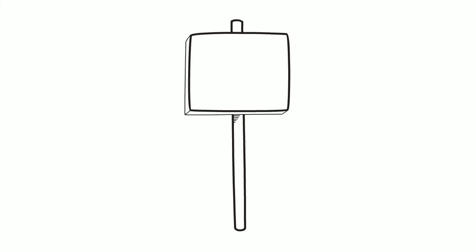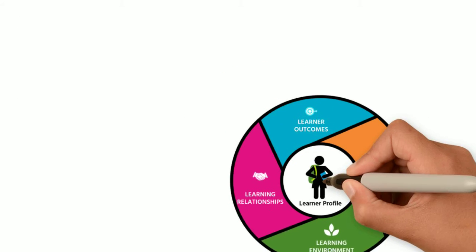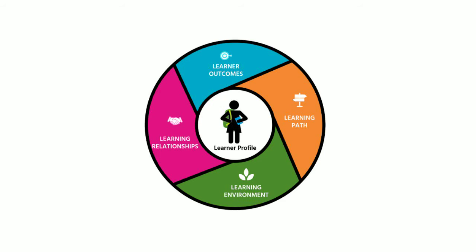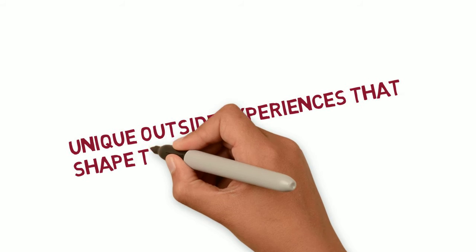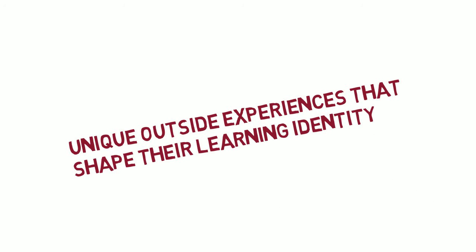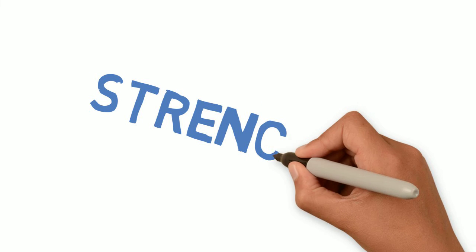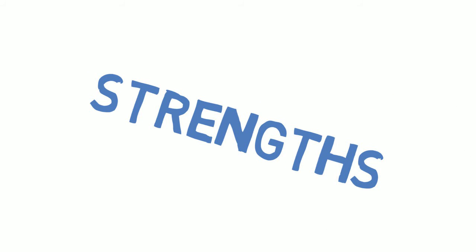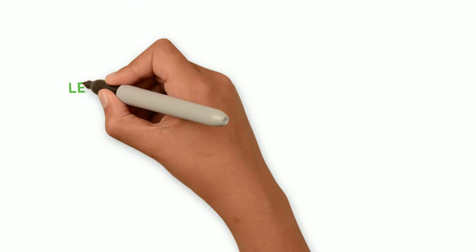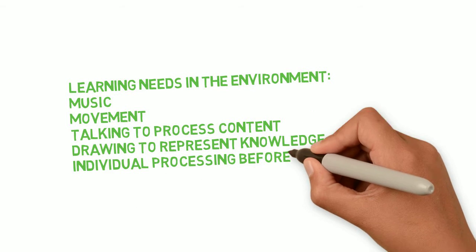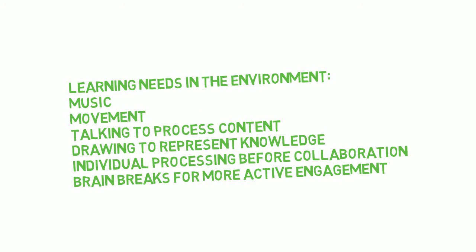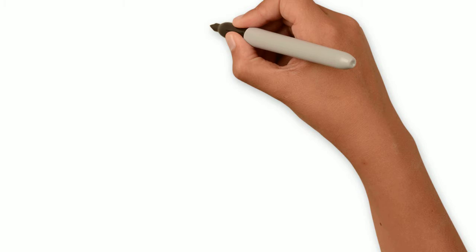Now that you have some of the tools that you might find handy, we have arrived at our next stop. The first design element, the learner profile. The learner profile allows the learner to better understand who they are as a learner. The learner profile allows for learners to express how their outside experiences have shaped their learning identity. Potential items that might be included in the learner profile are a learner's strengths, a learner's needs in the learning environment, such as music, movement, talking to process content, drawing, individual processing time, or brain breaks.